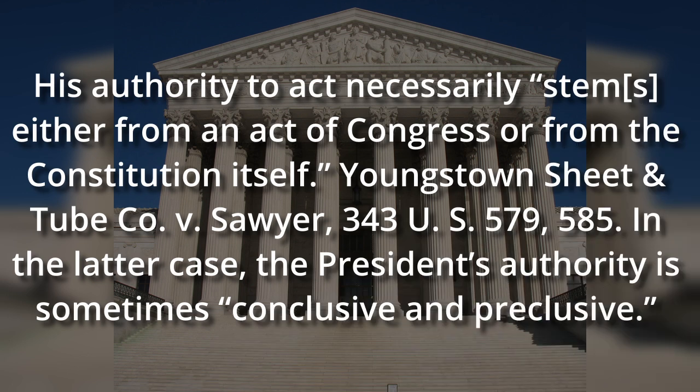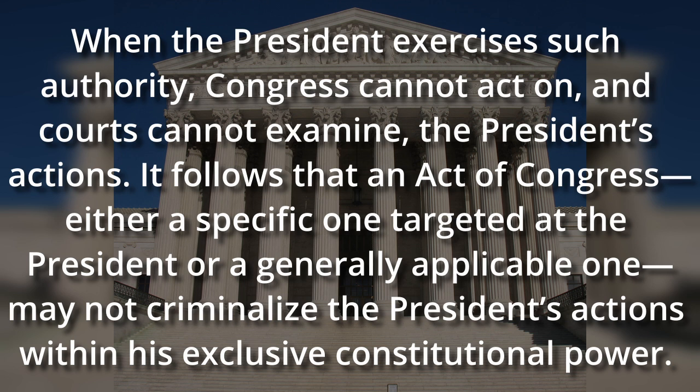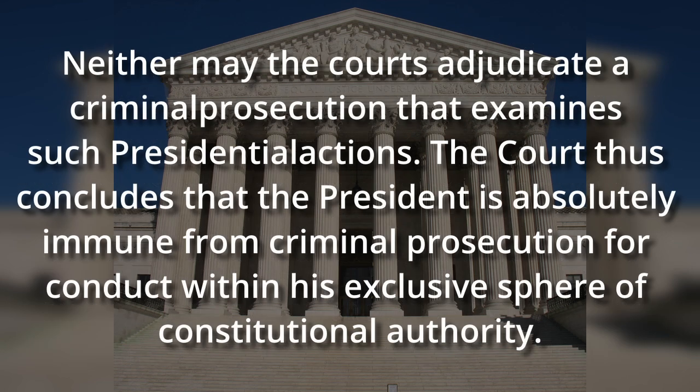His authority to act necessarily stems either from an act of Congress or from the Constitution itself. In the latter case, the President's authority is sometimes conclusive and preclusive. When the President exercises such authority, Congress cannot act on and courts cannot examine the President's actions. It follows that an act of Congress, either a specific one targeted at the President or a generally applicable one, may not criminalize the President's actions within his exclusive constitutional power. Neither may the court adjudicate a criminal prosecution that examines such presidential actions. The court thus concludes that the President is absolutely immune from criminal prosecution for conduct within his exclusive sphere of constitutional authority.